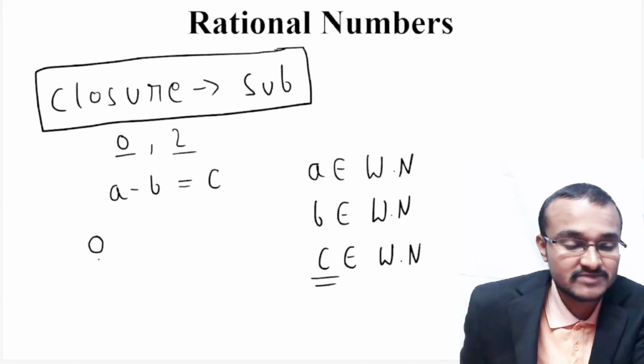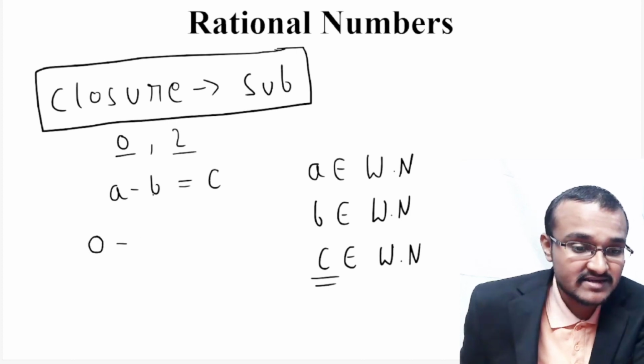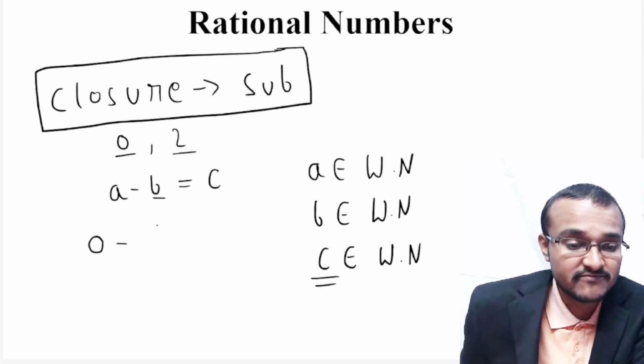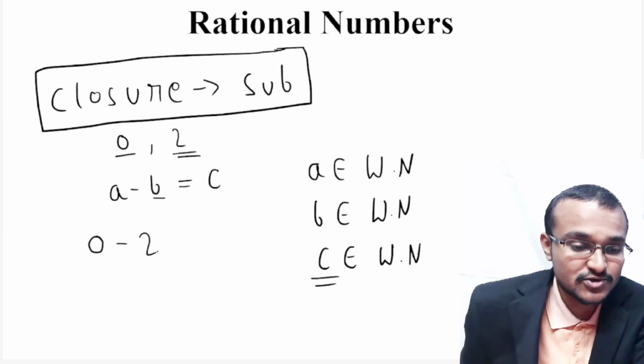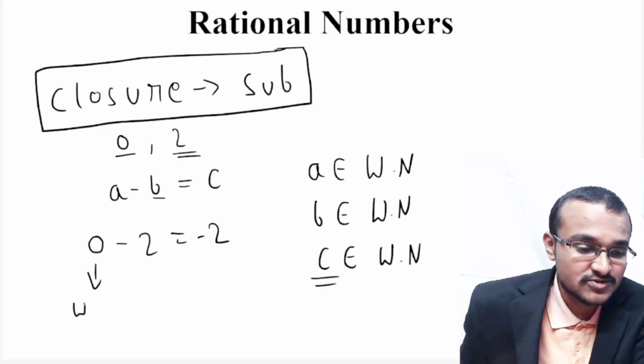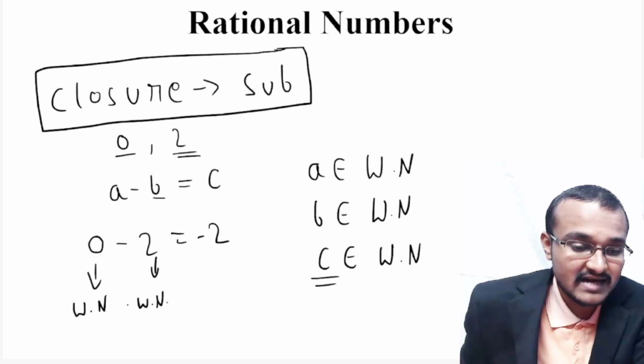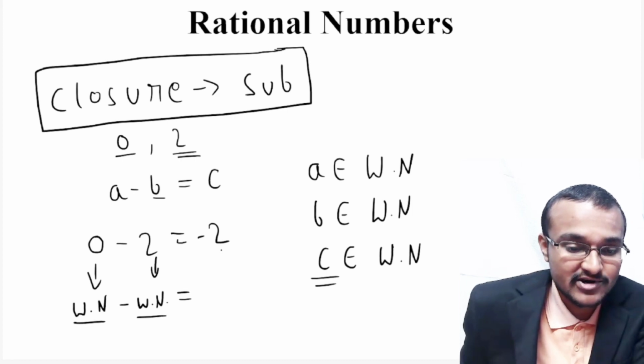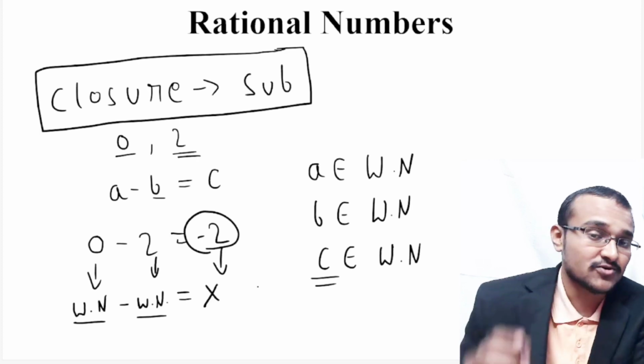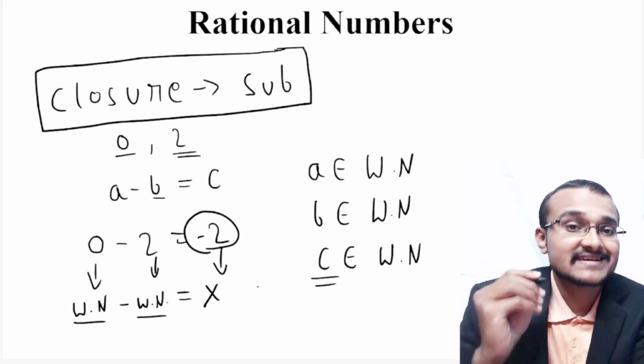So we substitute 0 in place of a, minus b, so here minus is there, in place of b we are substituting 2. So 0 minus 2 will be minus 2. Here actually 0 is a whole number, 2 is actually a whole number, but after subtracting this whole number from a whole number, we are not getting a whole number. This minus 2 is not a whole number. So it is not a whole number. It is actually an integer.